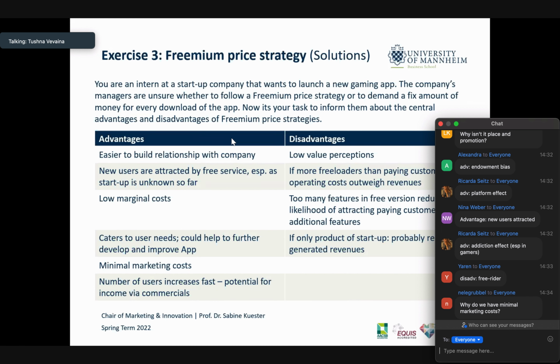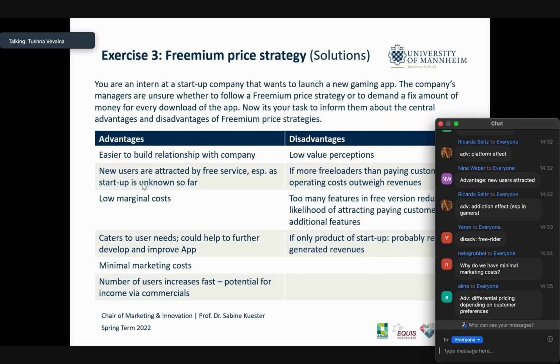The chat mentions the disadvantage of free riders. Why do we have minimal marketing costs? Because it's a free app, so it's based on word of mouth, and you don't need to necessarily go out, you just have people downloading it because it's free.